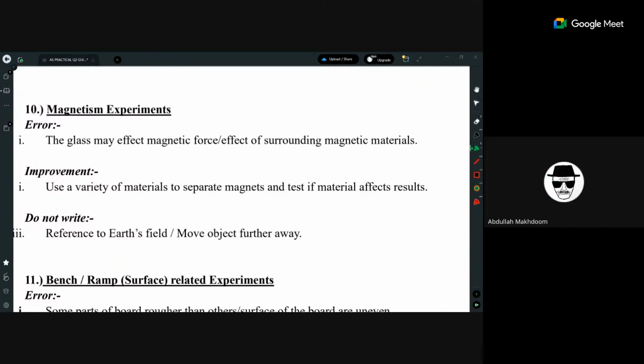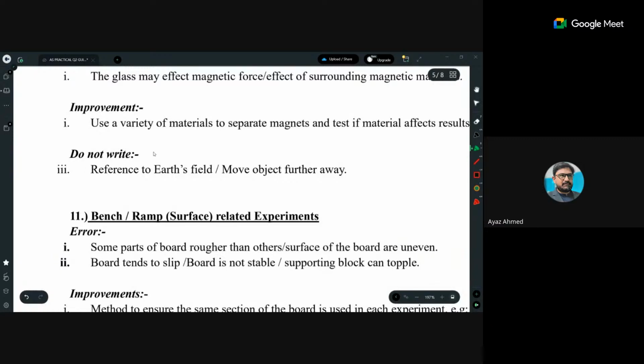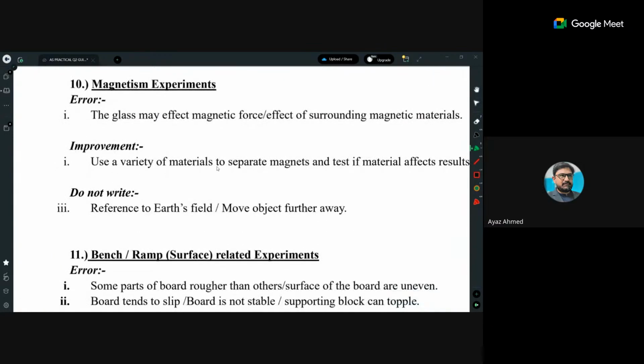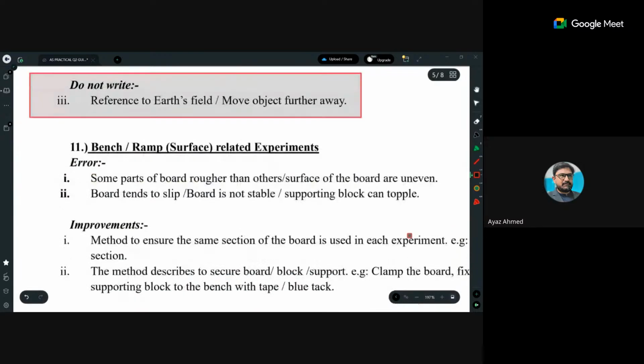ठीक है? Okay. Then we have downright. Improvement is the use of a radio. Okay, then don't write the reference to the earth's field. The magnetic field of the earth does not affect it, because that is cancelling the effect. ठीक है? आपके पास काफी, उस फील्ड को हम लोग इग्नोर कर देते हैं वैसे.